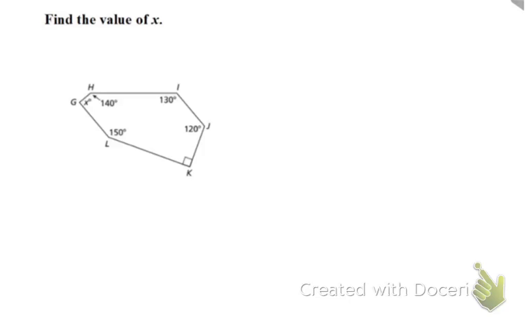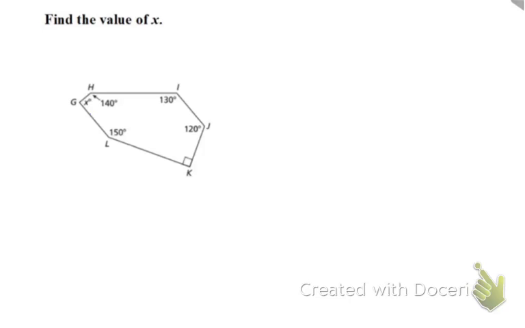Find the value of x. Okay, where's x? There's x right there. So we need to find the value of x. Let's see, it gives us some angles. We have all of the angles except for one. So if we know what they all add up to, we can just subtract what we have, and x is what we'll be left with. But it's not a triangle, so we have to figure out what these all add up to.